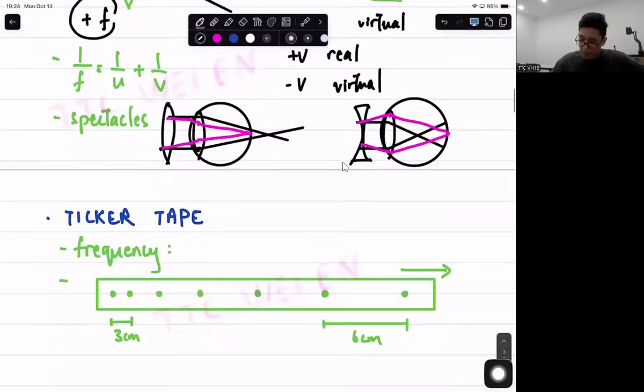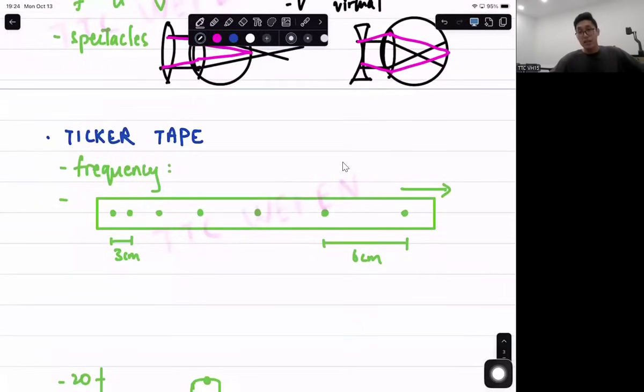Okay, the next topic I am interested in is ticker tape. Okay, again, all these topics, I don't know where it come from. Just suddenly I sleep, then boom, got inspiration.